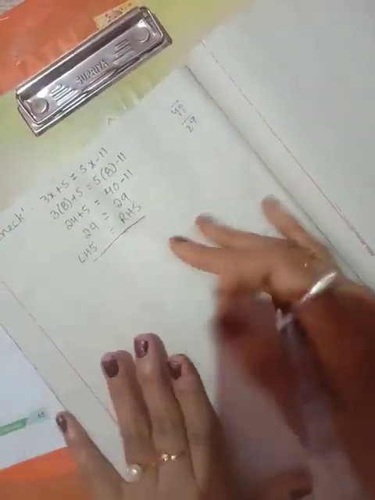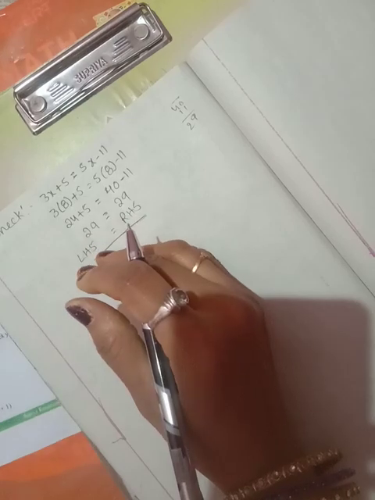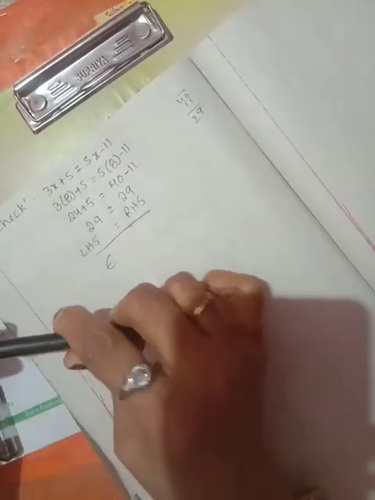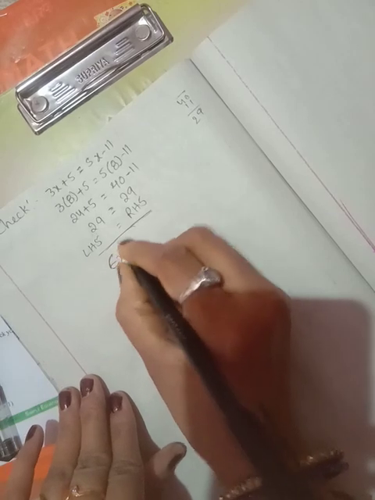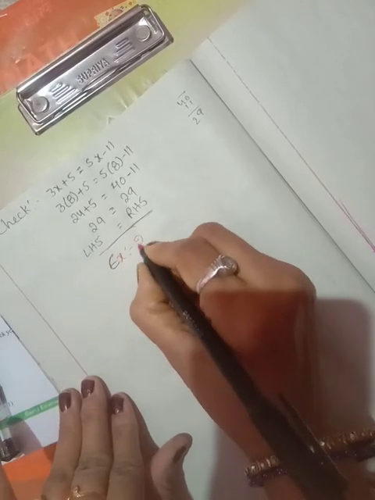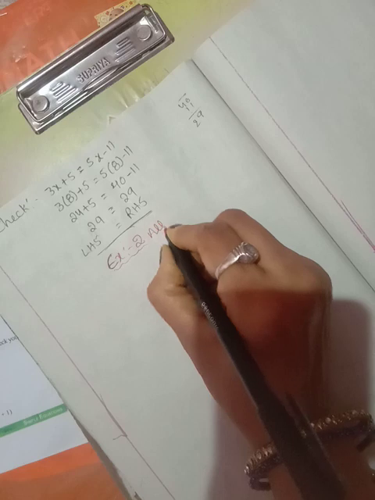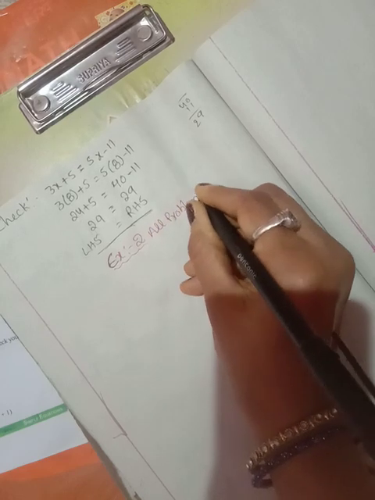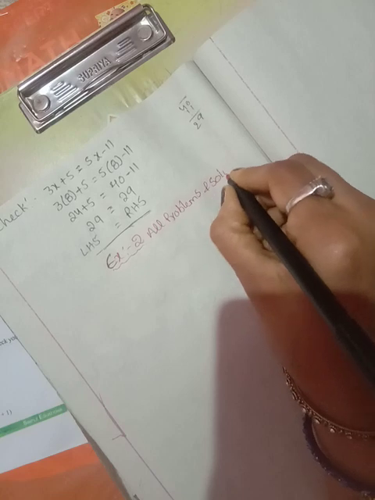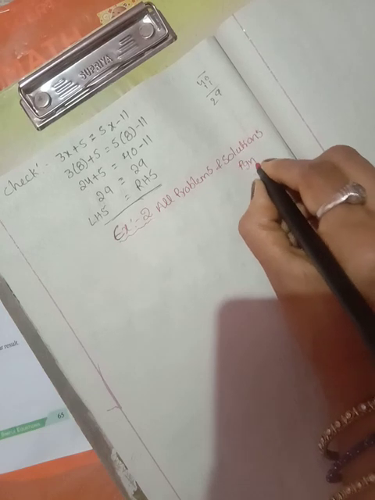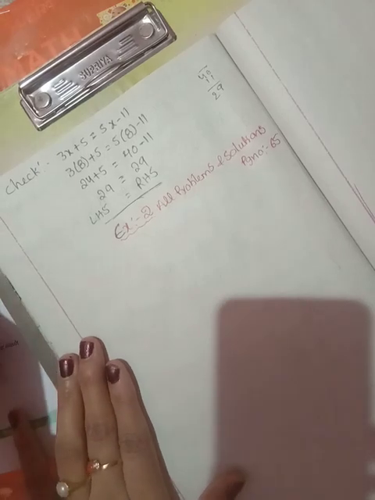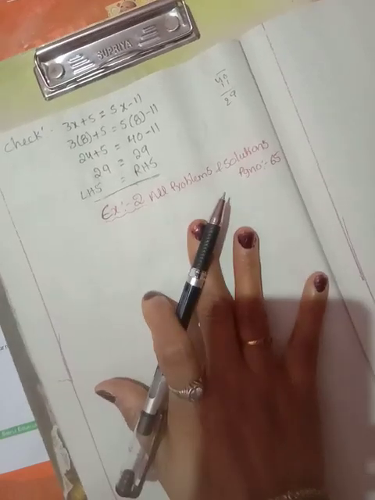Next, let's start the exercise problems 2. Today we will learn all the exercise problems and solutions. The page number is 65. Look at your notebook and write neatly.